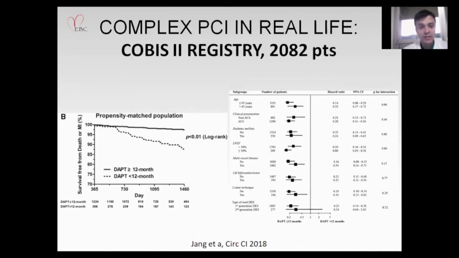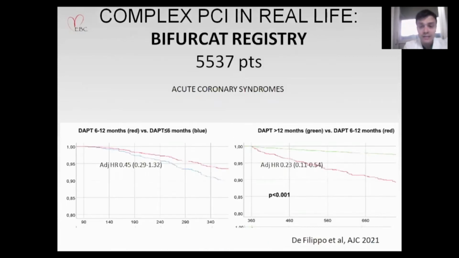The COBIS II registry, including 2,082 patients treated in Korea, demonstrated after a propensity-matched analysis that DAPT longer than 12 months reduced the risk of death or MI, and these results were confirmed also in all subgroup analyses. Interestingly, the only limitation of this registry was that most of the stents used were first-generation DES, and so the question which arose was whether the results with second-generation DES, which were neutral about the benefit of longer DAPT, derived from the low sample size or from the protective effect of second-generation thin or ultrathin stents. So we tried to analyze all this data together.